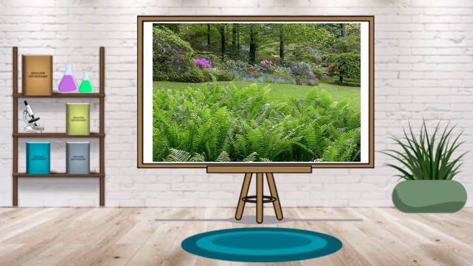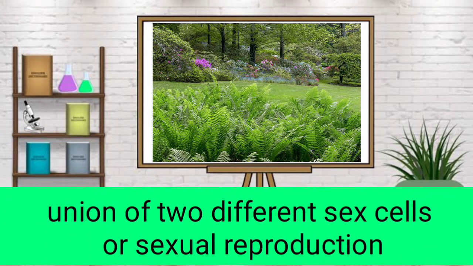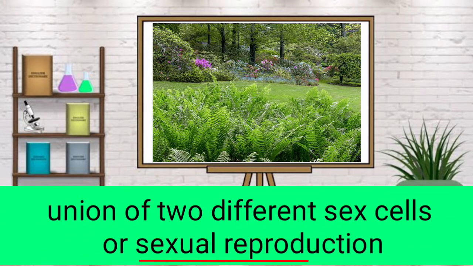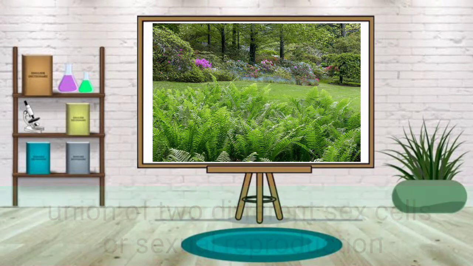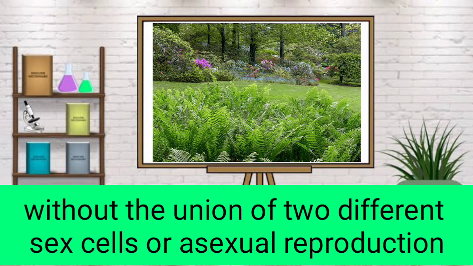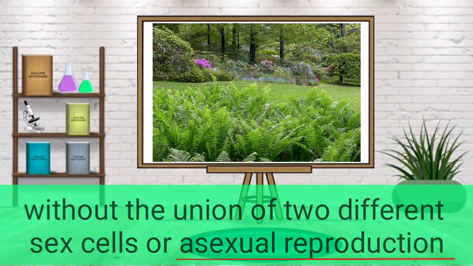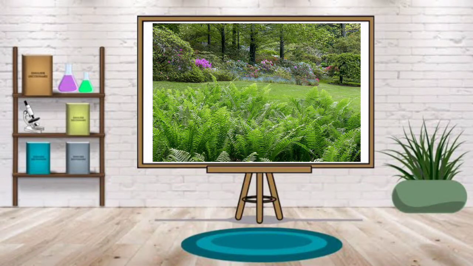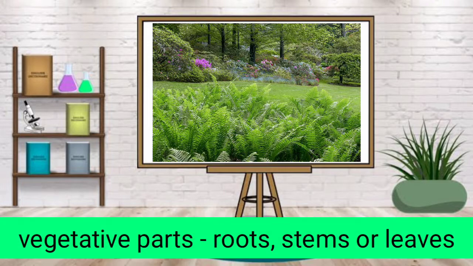Plants, like any other living organisms, continue to live on Earth by reproduction. Plants reproduce in many ways. Most plants reproduce through the union of two different sex cells or sexual reproduction. Some plants reproduce without the union of two different sex cells or asexual reproduction. Others reproduce through their vegetative parts, from roots, stems, or leaves.